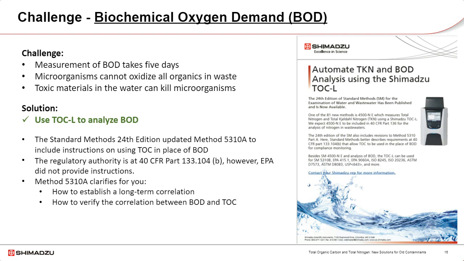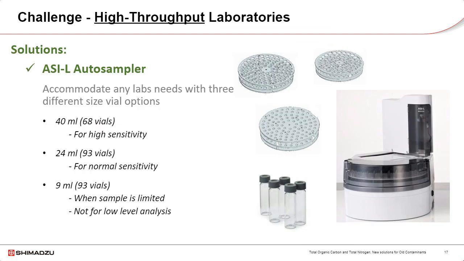So this is a great advantage because the TOC test takes 4 to 5 minutes, while the BOD test takes 5 days. Now, many labs also have high sample loads and are always looking for ways to run more samples faster. So Shimadzu offers the ASI-L auto sampler, which can be used with our TOC analyzer. It has various vial size options to meet all labs' needs. We have 40 ml vials, 24 ml vials, and 9 ml vial rack options.